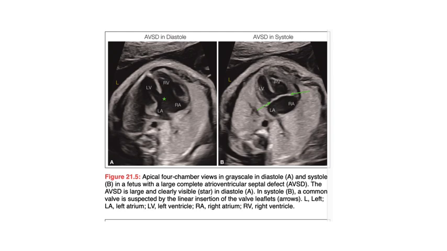And when there is systole, the common AV valve should close. Now, sometimes it's incompetent, but it will close and you'll see this line that goes straight across. That is basically the leaflet of a common AV valve. So that line that goes straight across is linear insertion. This is the common leaflet of a common AV valve, and that tells you you've got an AVSD.